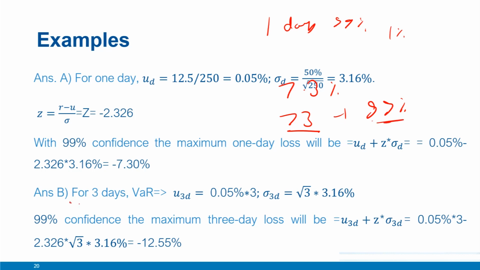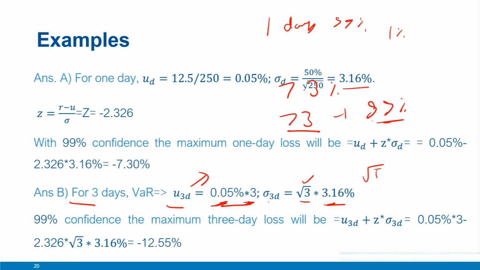Let's see how to work this number for 3 days. First we'll convert our return to a 3-day period by multiplying the daily return with 3. So we get this number. And second, we also need to multiply the daily volatility sigma 1 day, which is 3.16%, with square root 3. This is nothing but the square root of t multiplication to the one period standard deviation.